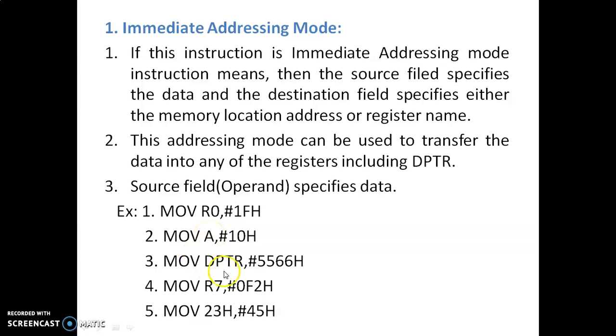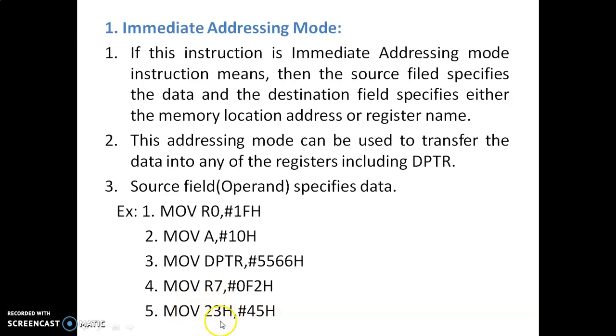Coming to the third instruction, MOV DPTR, #5566H. DPTR is a 16-bit register. The data specified in the source field of the instruction is transferred to the DPTR register. As DPTR is a 16-bit register, it can hold 16 bits of data. Likewise, we have the fourth example where the destination field is a register. In the fifth example, we have taken the destination field as a memory location address.